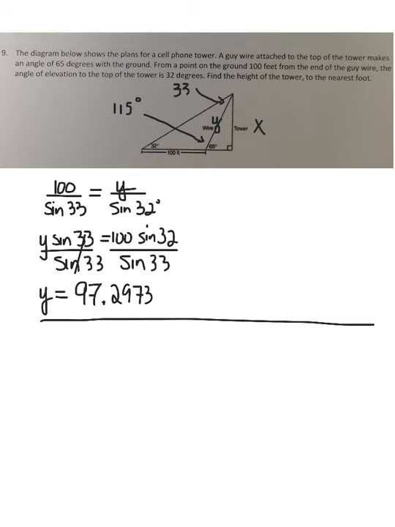So I'm going to have x over the sine of 65 equals, technically it's y, but we know y is 97.2973, blah, blah, blah. It keeps going, I know. And that's going to be over the sine of 90, right? Just keep that 97 point blah, blah, blah in your calculator. All right, let's cross multiply.